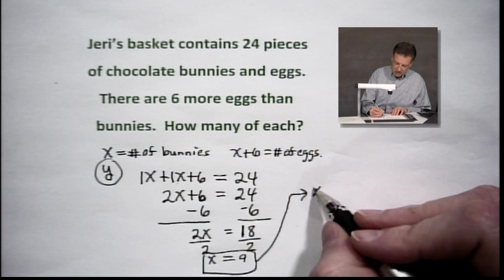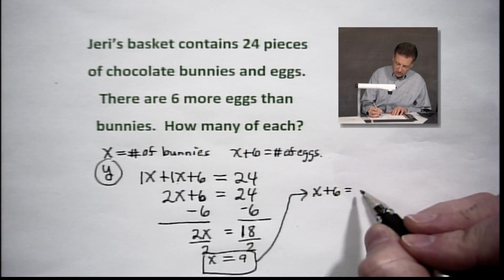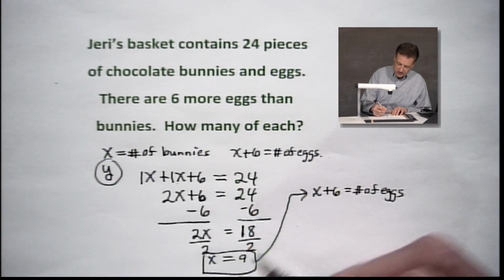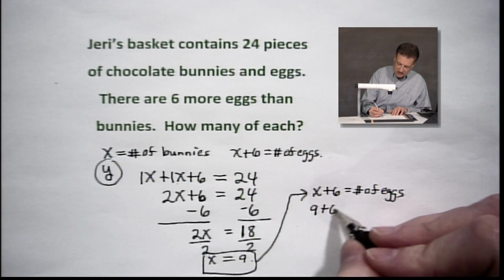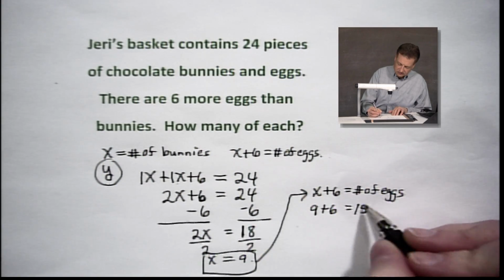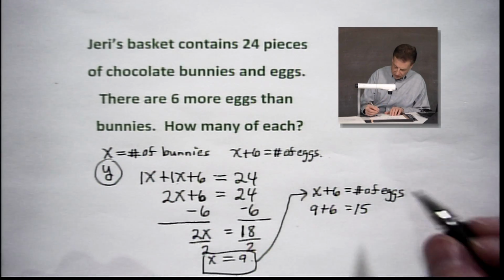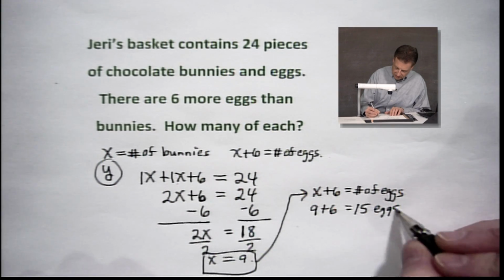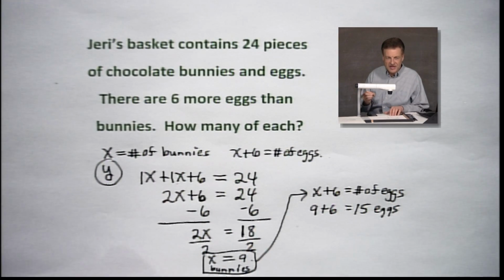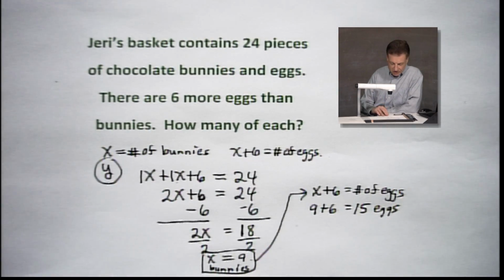We said x plus 6 equals number of eggs, right? So this is really pretty easy. Just put the 9 in there and see what 9 plus 6 gives you. And that should give you 15. Now, by the way, those are eggs. These were our bunnies. Chocolate bunnies at that. And almost off the page there, aren't they?